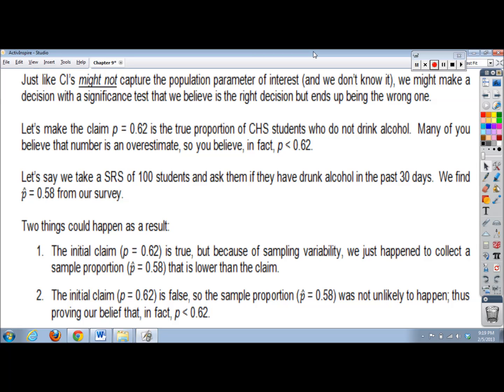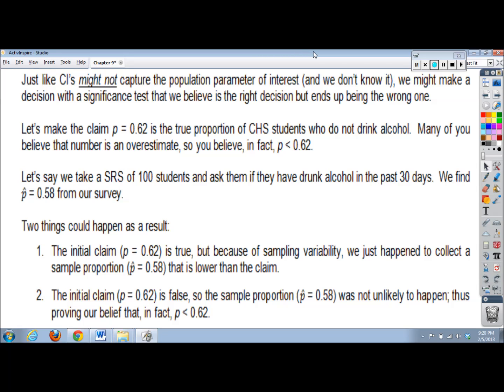So here's an example that many of you know very well. Let's make the claim of P equals 0.62, that is the true proportion of all CHS students who do not drink alcohol. Many of you believe that number is an overestimate. So you believe, in fact, that that number is a lot lower. You think more people do drink. So let's say we take a simple random sample of 100 students and ask them if they have drunk alcohol in the past 30 days. We find 58% from our survey.